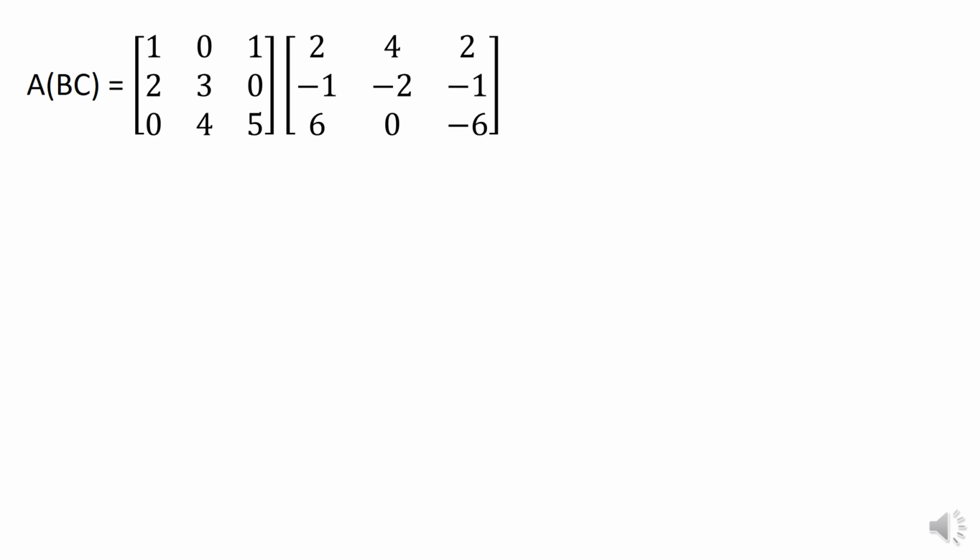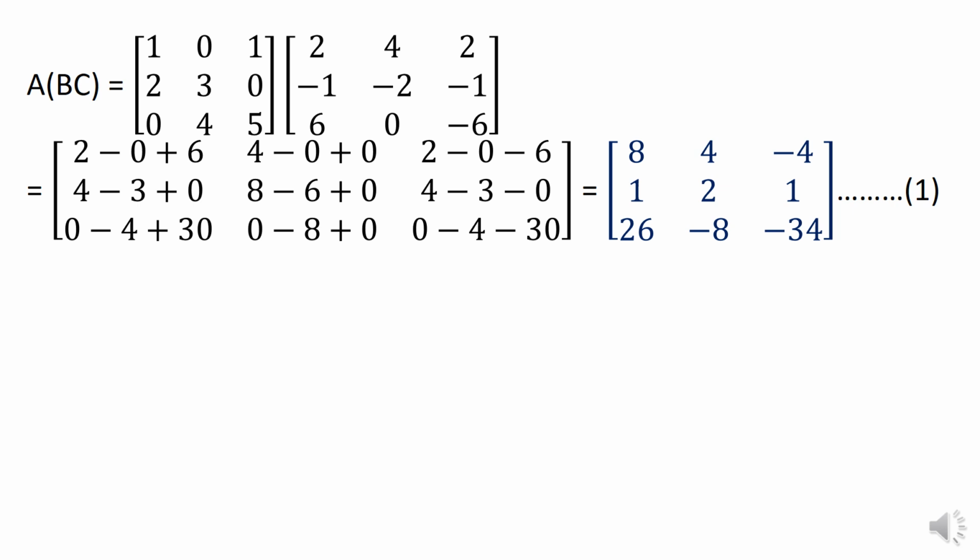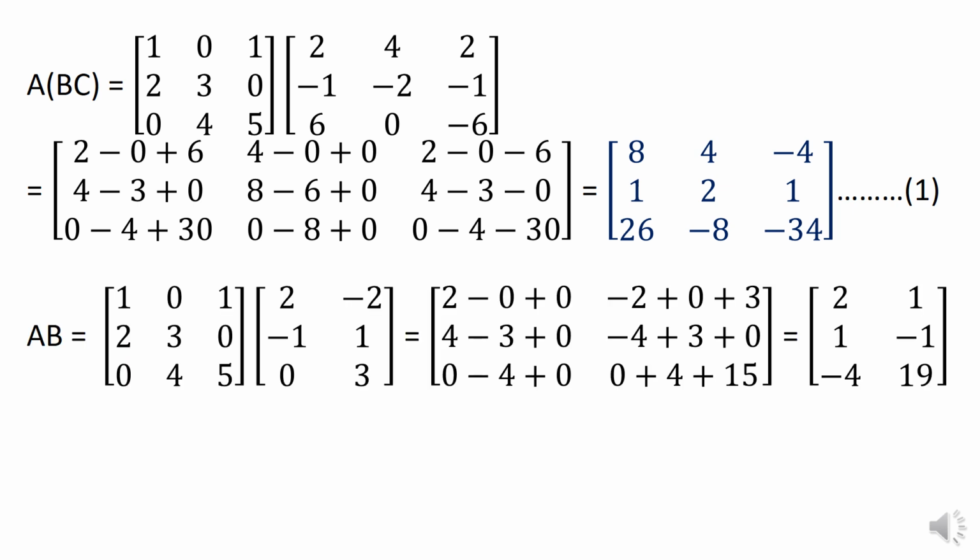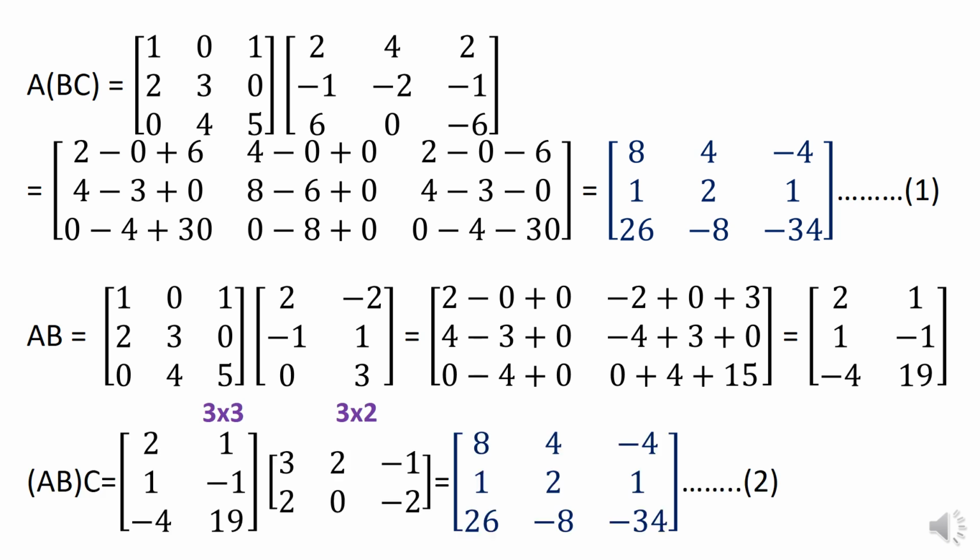Then A into BC is done. The matrix A is multiplied with the matrix BC, and thus we get this answer. Let us keep it in mind and go on to do what is AB. We get a particular matrix AB by multiplying A and B together, and we carry out now AB into C. AB into C gives us this answer. Now comparing A into BC and AB into C, we find that in this particular case, both of them are equal.